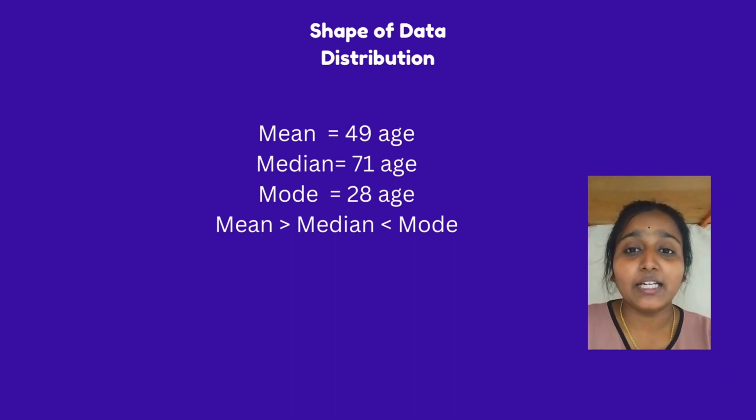Finally, the shape of the data distribution. Mean is 49 age, median is 71 age and mode is 28 age. Therefore, it's skewed to the right.